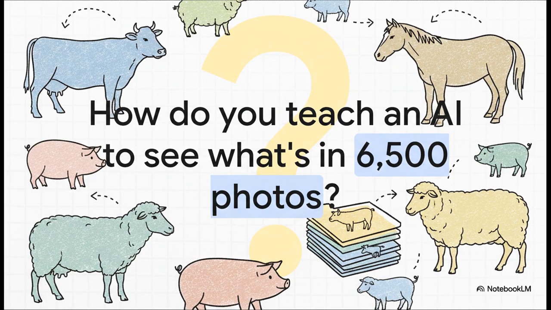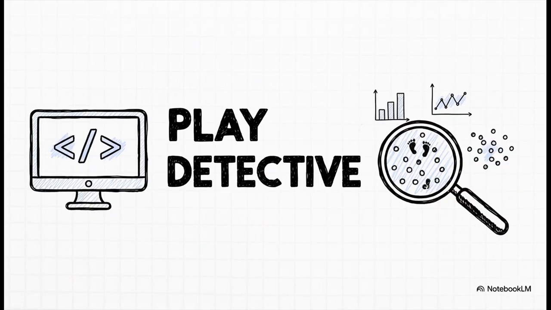So let's say you've got a job. You've been handed over 6,500 photos of farm animals, just a huge, messy pile of them. And your task: teach an AI to see exactly what's in every single picture. How in the world do you even start? Well, here's the thing. Before you even think about building that AI, you have to play detective.